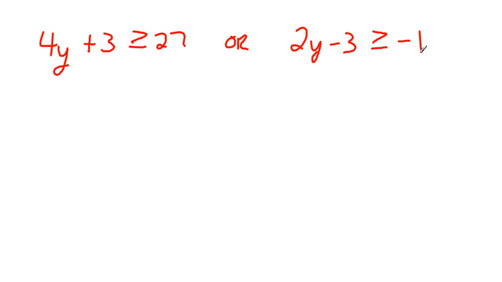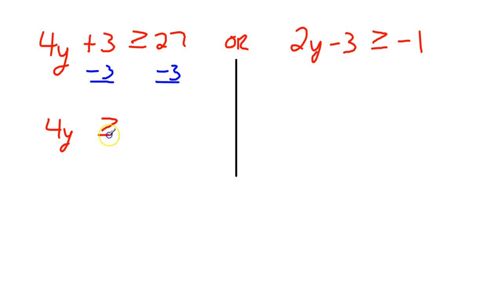Okay, with the OR, again, it's two separate equations. Let's do it two separate times and see what you get for the answers here. So for this one, we'll subtract 3 from both sides. That leaves us with 4y greater than or equal to 24. Everything's positive. We don't have to change any signs here. Divide both sides by 4. We've got y greater than or equal to 6.